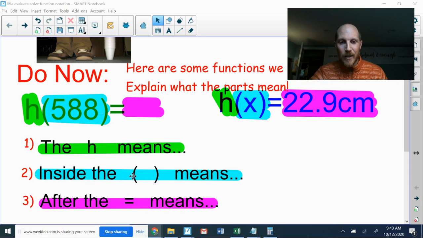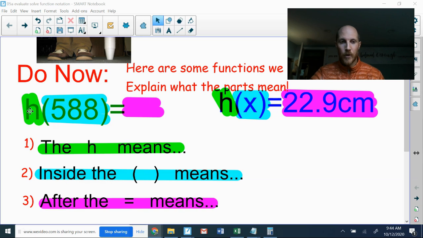Number two, inside the parentheses, this number was the number of cups I put into the stack, whether it was a number that I knew, like how tall is 588 cups going to be, or whether it was an unknown number. How many cups would it take? Okay, the number inside the parentheses was the input. It's the number of cups. And then the pink part after the equal sign, that is the output. In this case, it's the actual height of the stack, which is what the label was talking about. Whatever that label is, the name of it, that's this number.